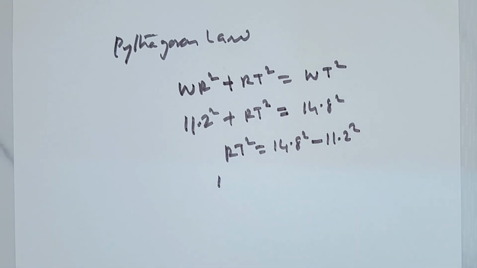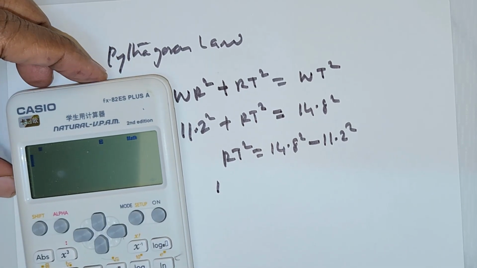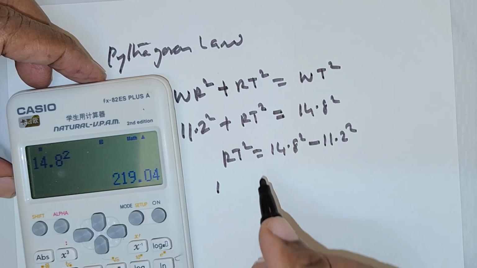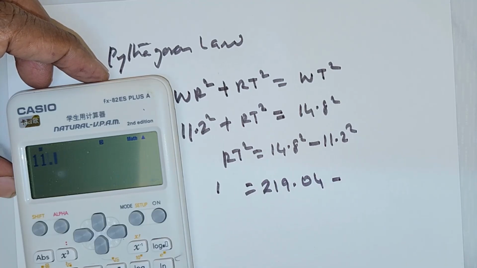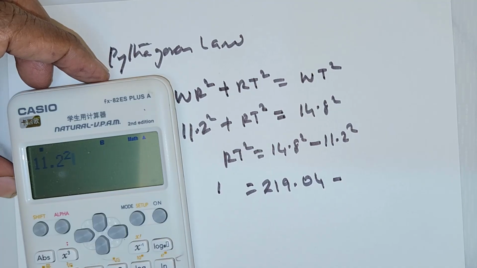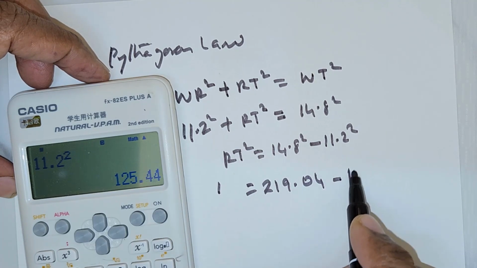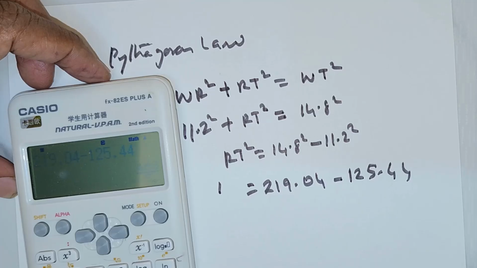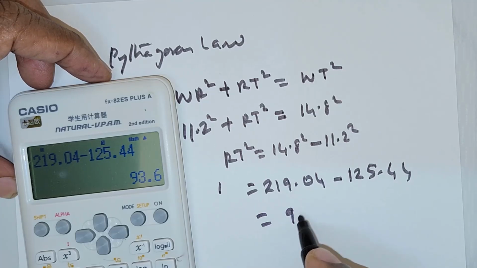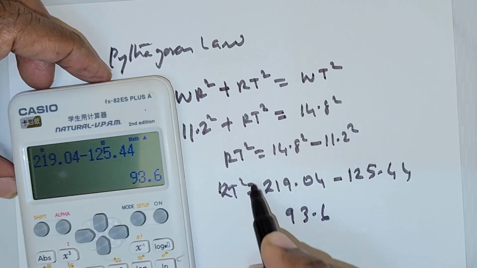So that means you can use your calculator to find 14.8 square, that is 219.04, minus 11.2 square, that is 125.44. So 219.04 minus 125.44, that's going to be 93.6. So this is RT squared.